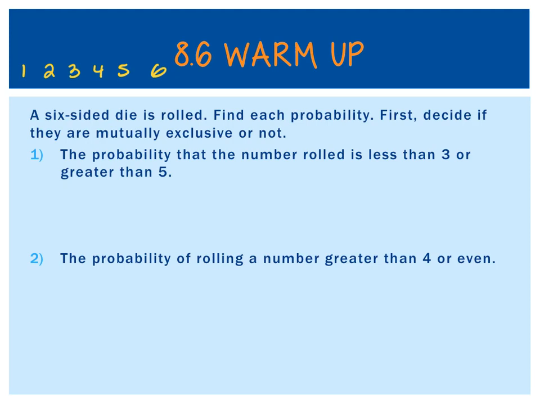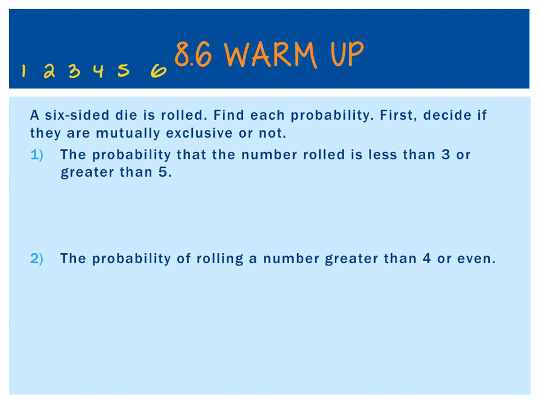All right, so this says a six-sided die is rolled. Find each probability. First decide if they're mutually exclusive or not. Keep in mind that test-wise, that part of that question will not be there. You've got to train yourself to ask yourself if they are mutually exclusive. So if it's a this or a that, if you see the word or, think, is it mutually exclusive or is it not? That's what you have to figure out, okay, before you even start.